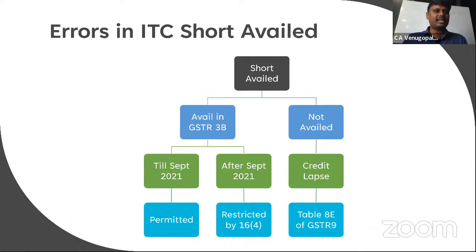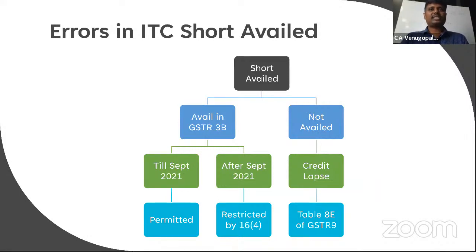Now, having understood the ITC reversals, to summarize the legal position: up to September of next financial year, it is permitted. After September, either availment or reversal is technically not permitted through 3B, but there are people who do it. It is a litigative view and cannot be handled. If you have not availed it, you cannot avail it after September. If you have not reversed, you have to reverse it through DRC-03.